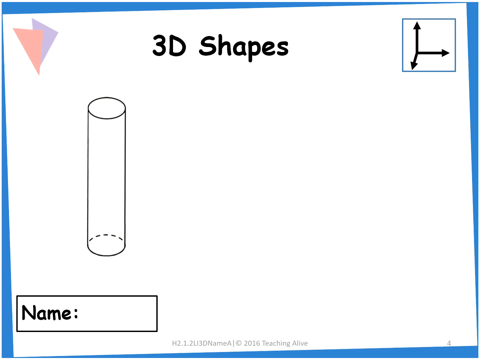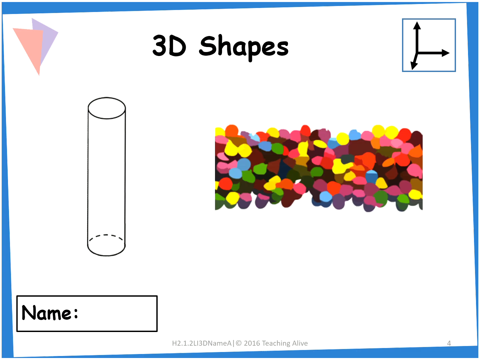For our next 3D shape, we can think of Smarties. And we have Smarties in this cylinder. So we can pretend to shake our Smarties into our hand and say cylinder. And there's our cylinder word there. So let's have a go.